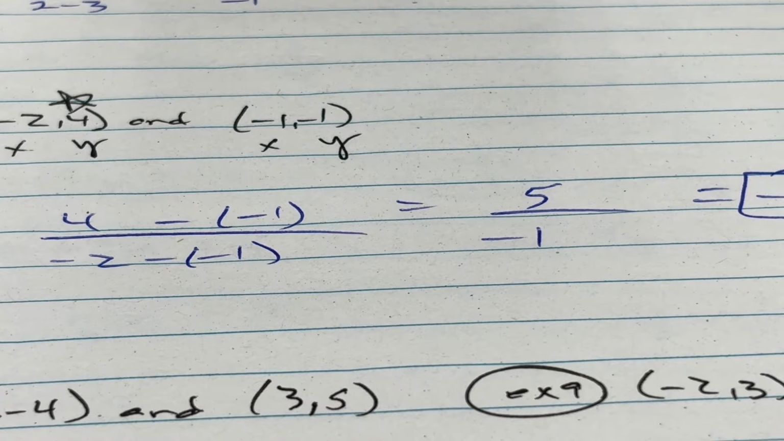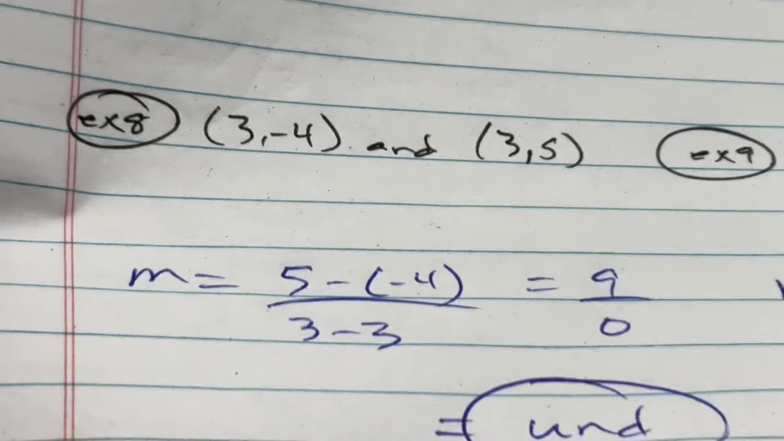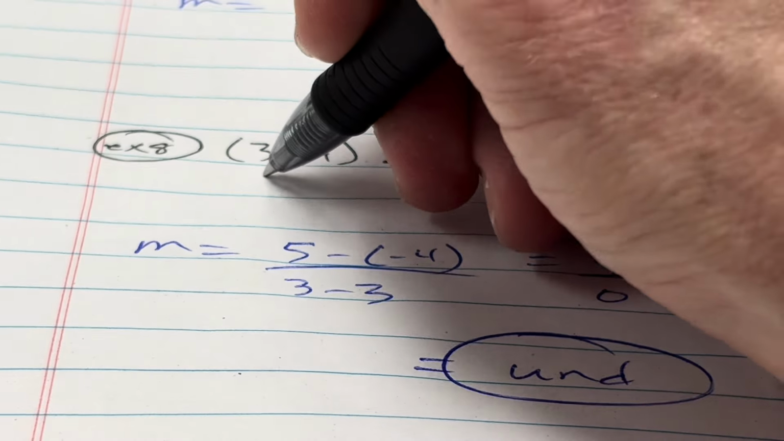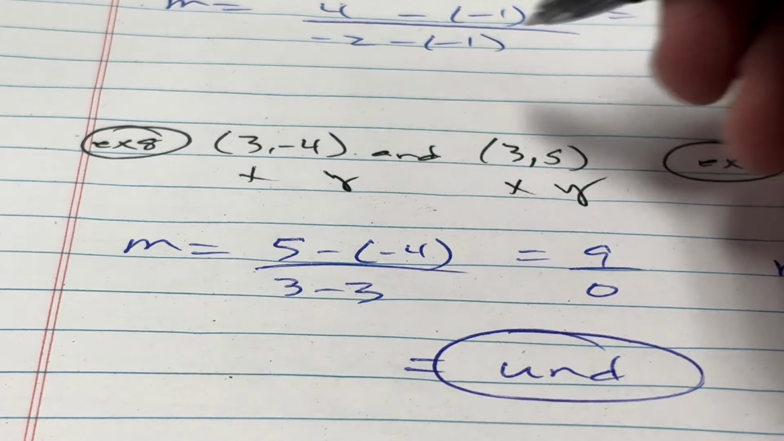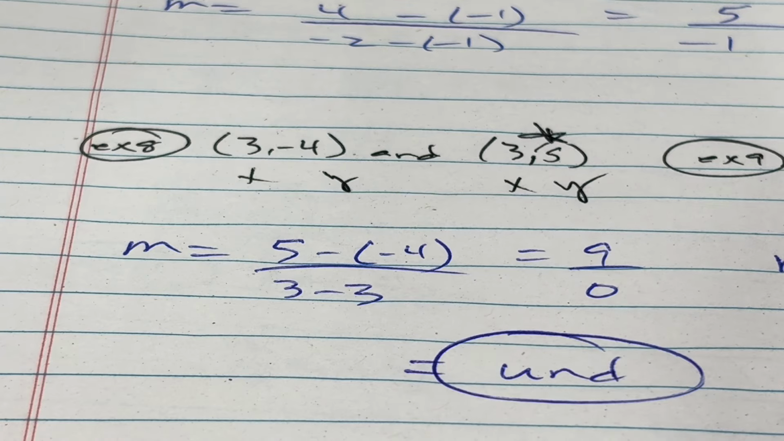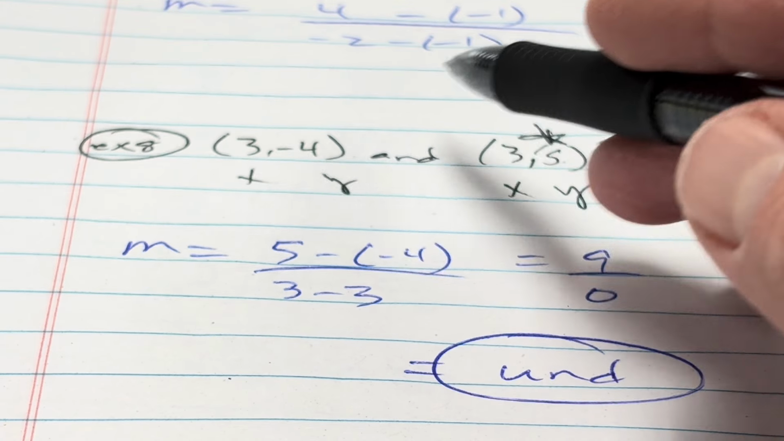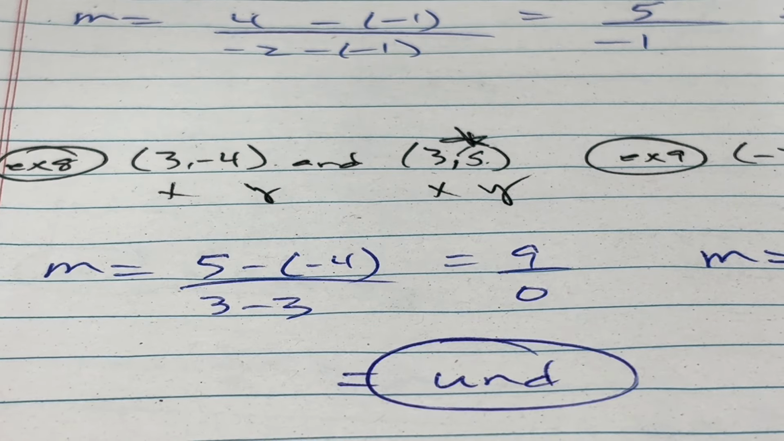All right, it's going to be a relatively quick video, and you do have a 44-minute class period, so pause this if you need to. My next one is 3, -4, and 3, 5. So again, x, y, x, y. Notice I said the same number twice. That's the bigger y, so I'm going to do 5 minus a -4 over 3 minus 3. I get 9 divided by 0.